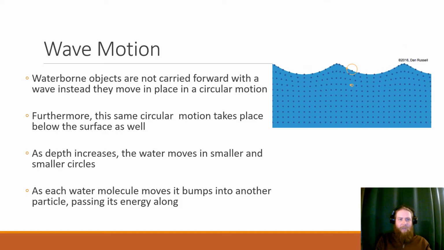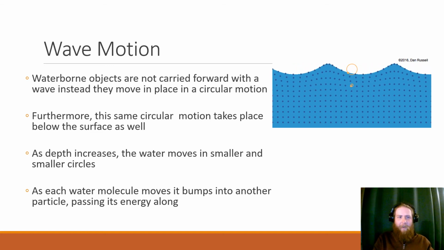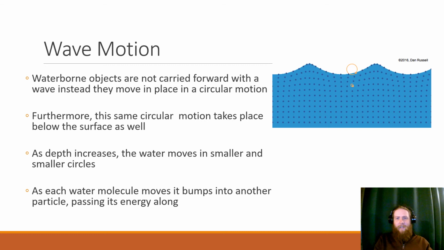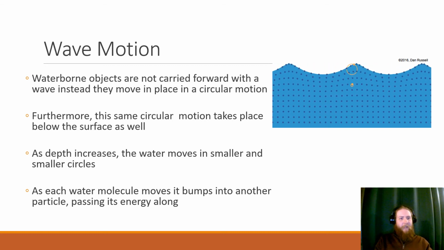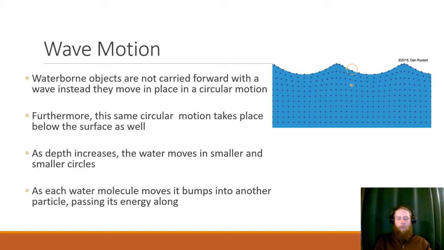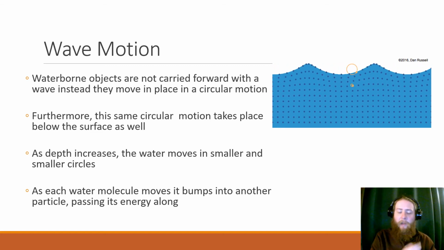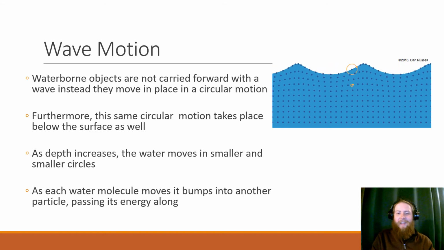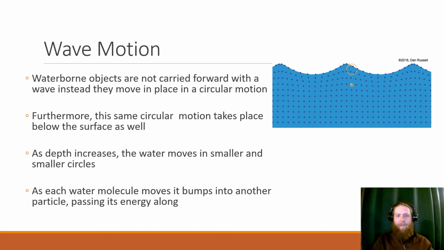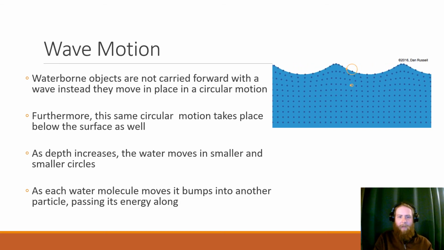All right, wave motion. Waterborne objects are not carried forward with a wave. Instead, they move in place in a circular motion. This is out in the ocean, not at the shore. At the shore, they kind of move back in. Furthermore, this circular motion happens below the water as well. As depth increases, this circle just gets smaller. It's the same circular motion, just smaller and smaller. As each water molecule moves, it passes its energy and this wave along from one water molecule to the next.